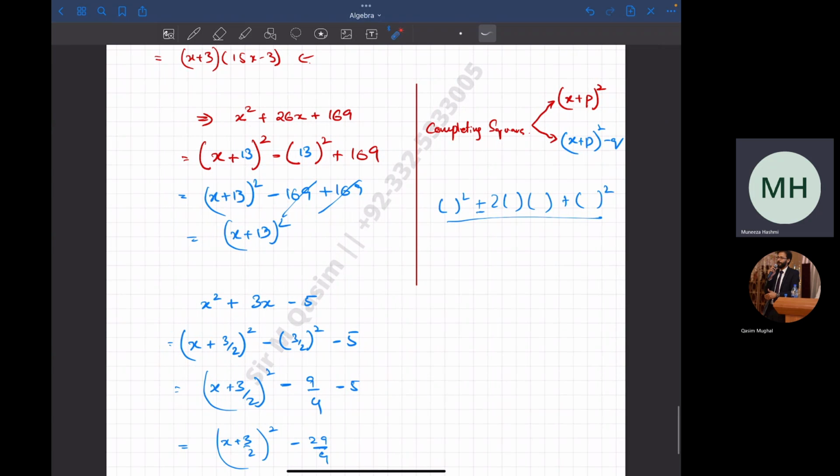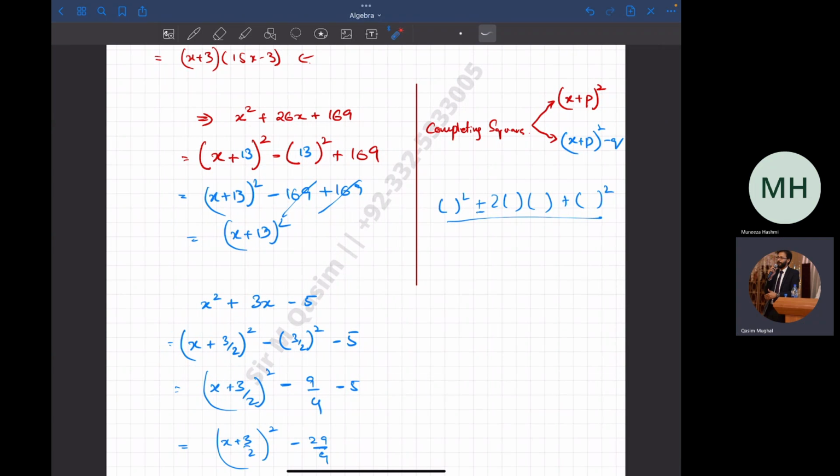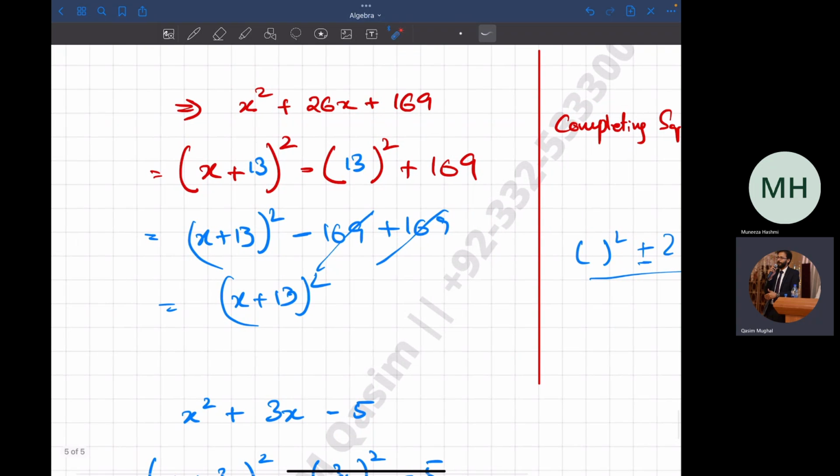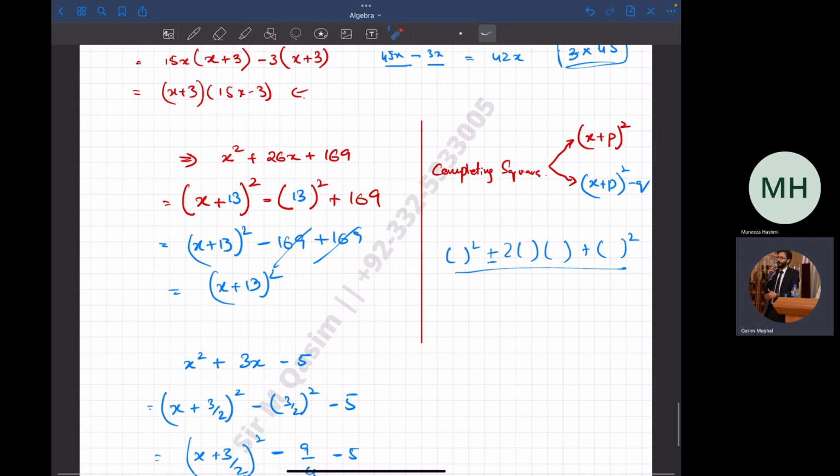Got it? Yes, sir. Okay. Now there is one more precaution about this. Whenever you're applying completing the square, you need to make sure that the coefficient of x squared is 1. If it's not, then you will take whatever coefficient it is as common. For example, if I had 2 over here, you will take 2 common from the entire expression first and then apply this procedure.